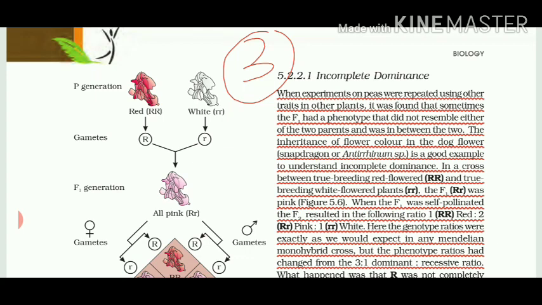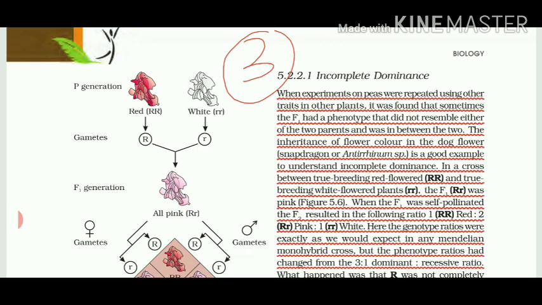So this kind of incomplete dominance shows neither the law of dominance nor the law of segregation. It means that in the parent condition, one red-colored flower plant was taken and crossed with a white-colored flower. The F1 generation came out pink in color, neither red nor white. So we can say none of the traits is dominant over the other. This is called incomplete dominance.